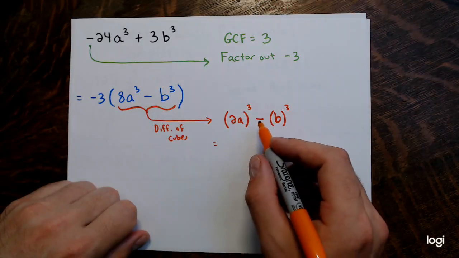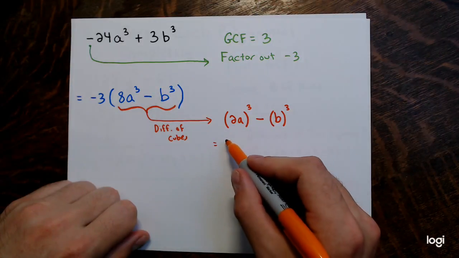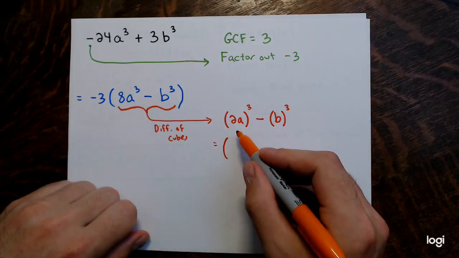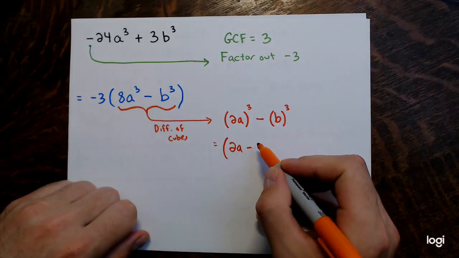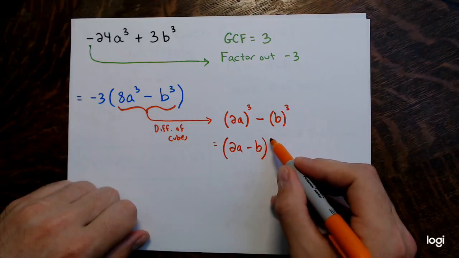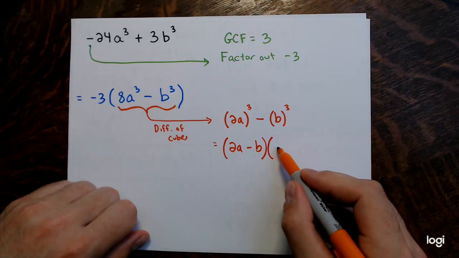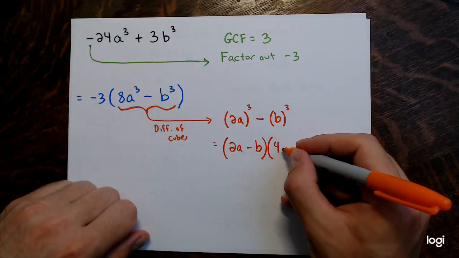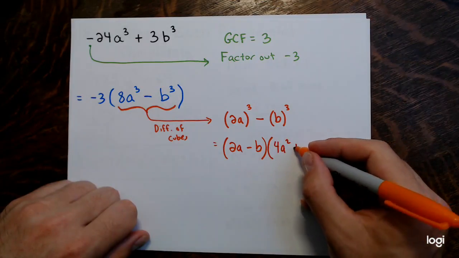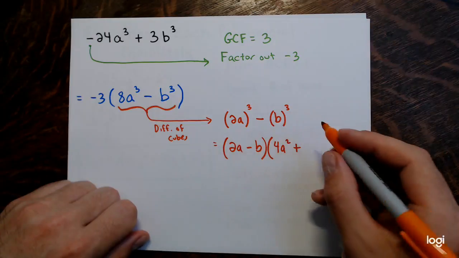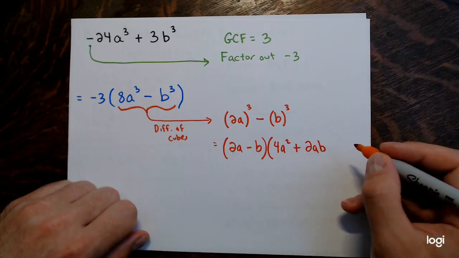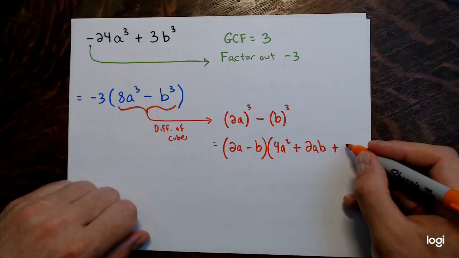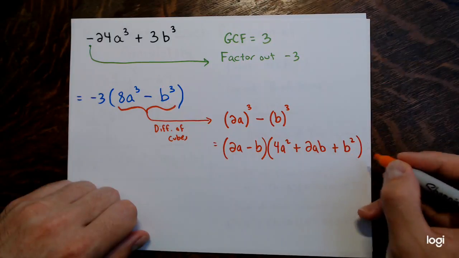So this would factor, as we saw in the previous example, we can factor a difference of 2 cubes. It is 2a minus b times, and then 2a to the second, 2a times 2a, 4a squared, plus 2a times b, so 2ab, and then plus b times b, b squared here at the end.